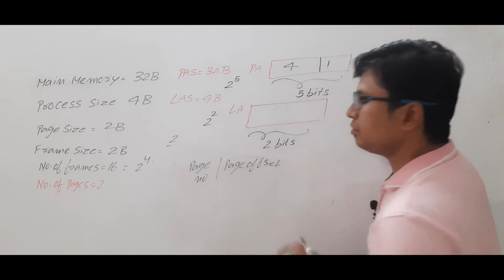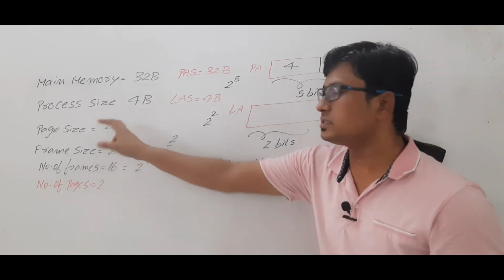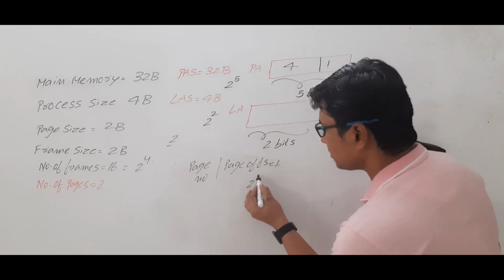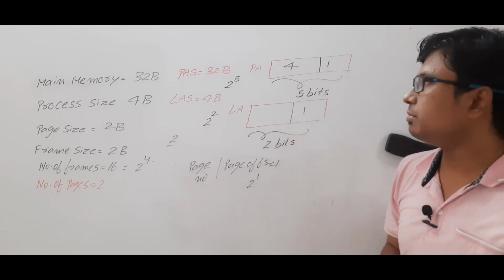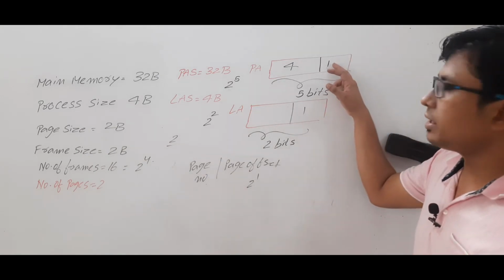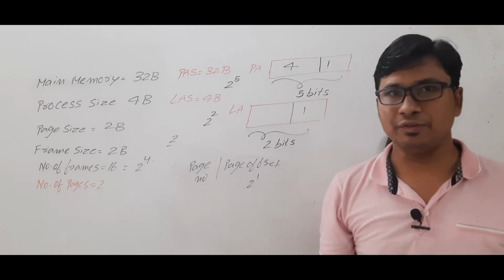Okay, now the page offset will depend on the page size. As the page size is 2 bytes and it is byte addressable, 2 can be represented as 2 power 1, so you need 1 bit. Or you can remember one thing: as the page size and frame size are the same, the number of bits occupied for the frame offset will be equal to the page offset.